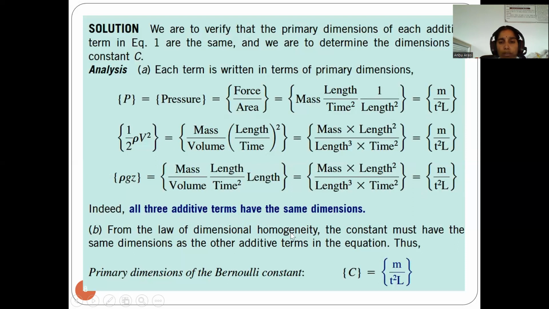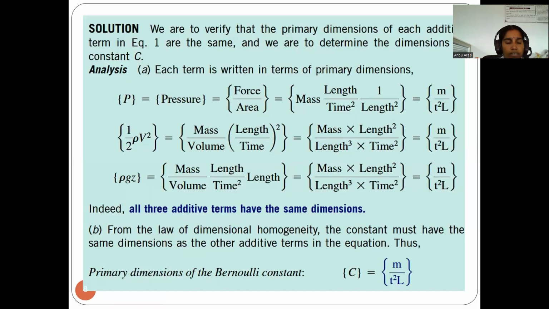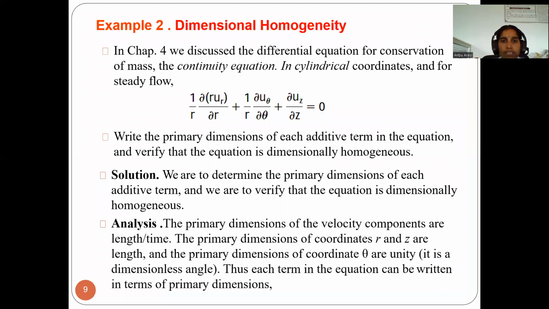From the law of dimensional homogeneity, the constant must have the same dimensions as the other additive terms in the equation. The primary dimensions of the Bernoulli constant C are m divided by t squared L. So hence we proved it. This is the dimensional homogeneity. Next example.